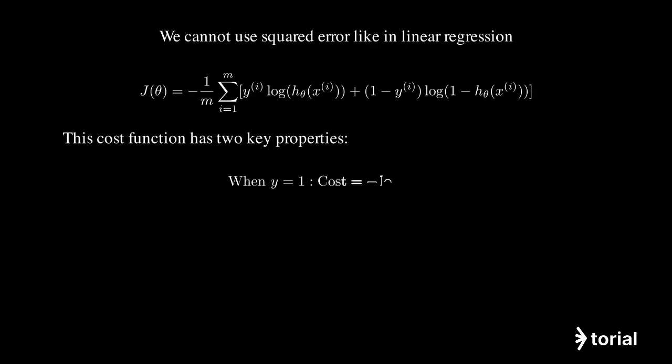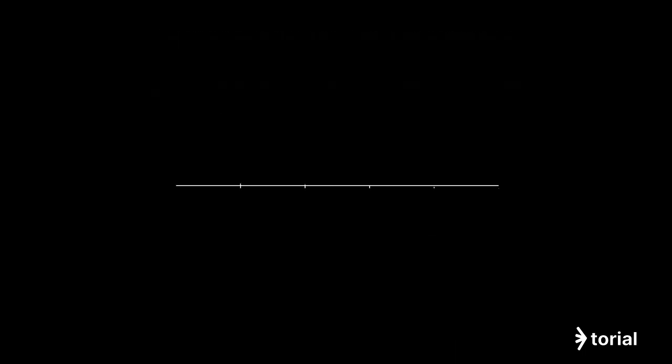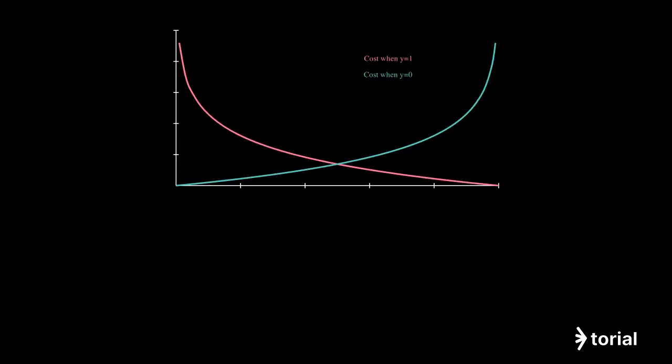When the actual label y equals 1, the cost is negative log of our predicted probability. When y equals 0, the cost is negative log of 1 minus our predicted probability. These curves show that the cost increases dramatically when our prediction is wrong, penalizing confident but incorrect predictions heavily.